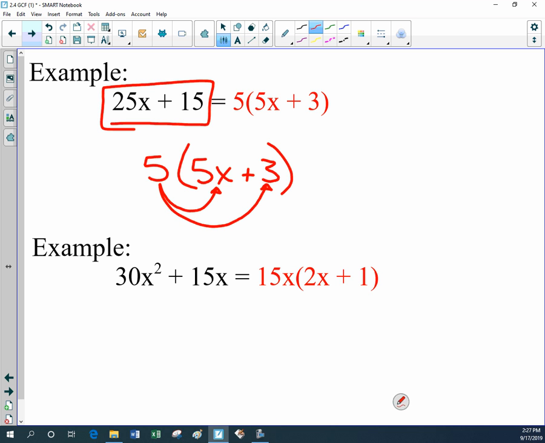And so whatever we started with is the same thing that we would need to get for an answer when we multiply this back out.